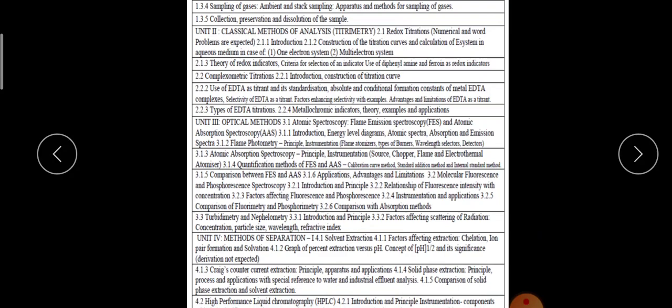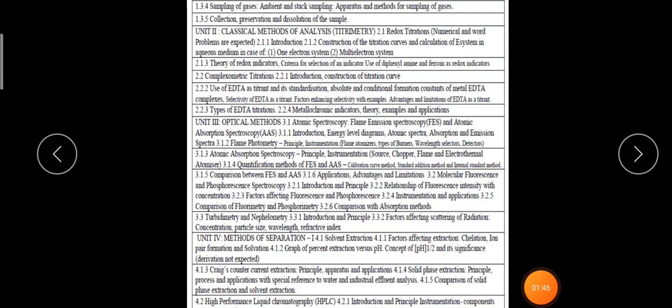Then the quantification methods that are used in FES and AAS we have to comparatively see. Then comparative study between FES and AAS, we have to see its applications, advantages and limitations. That is what the first part, atomic spectroscopy, involves. Then the second part is molecular fluorescence and phosphorescence spectroscopy.